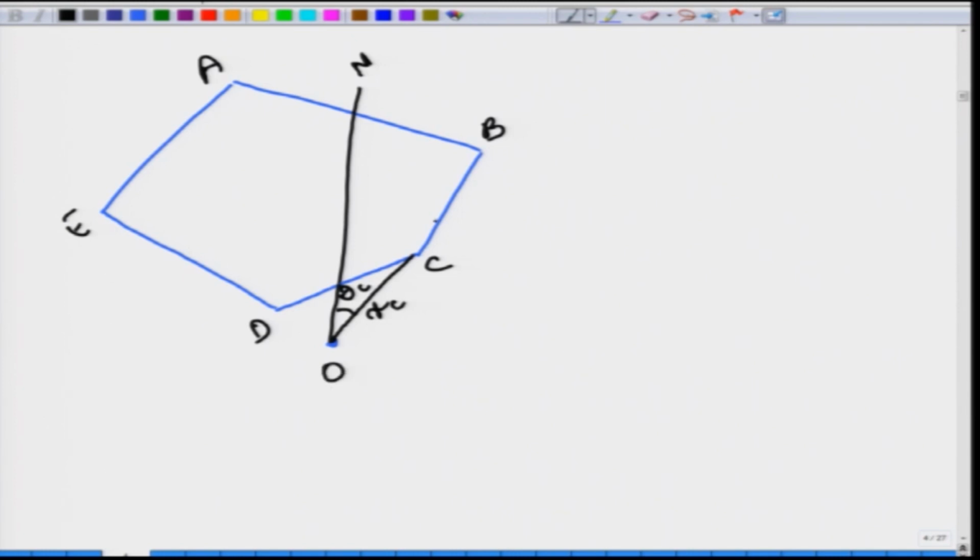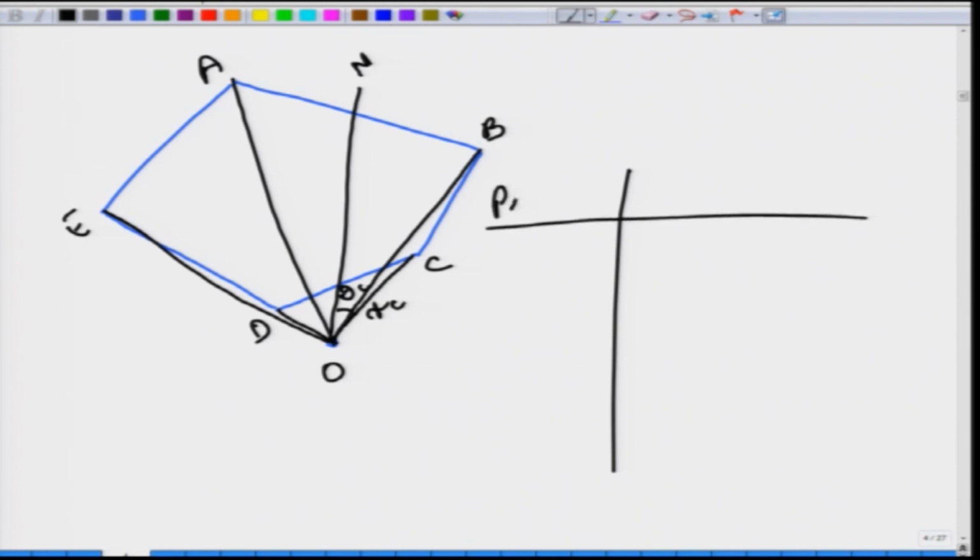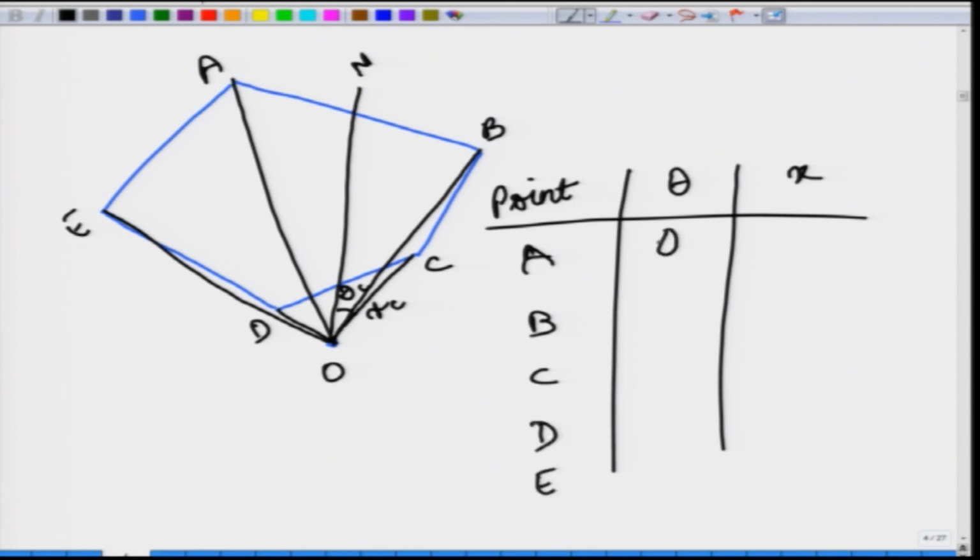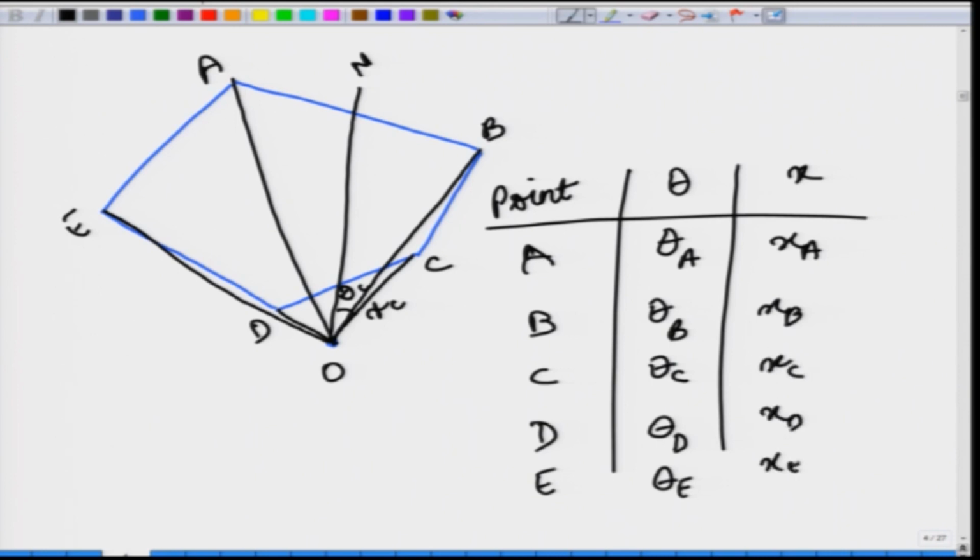And so, you do it for C, you do it for B, you do it for D, you do it for E, and you do it for A. So, in this case you have a table where for every point you have the angle that is being subtended and the distance of the point. So, you have A, B, C, D and E. You are measuring theta A, theta B, theta C, theta D, theta E, and you are also measuring the distances x A, x B, x C, x D and x E.